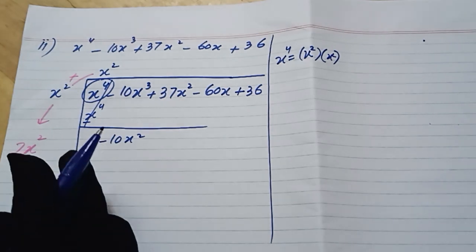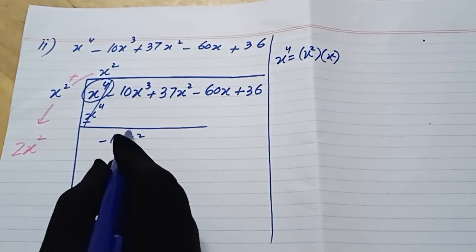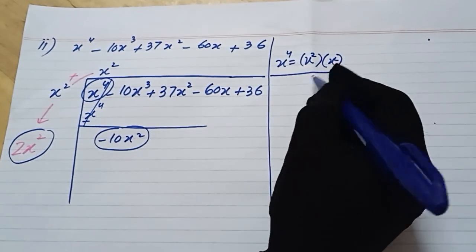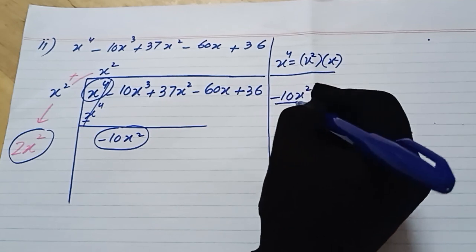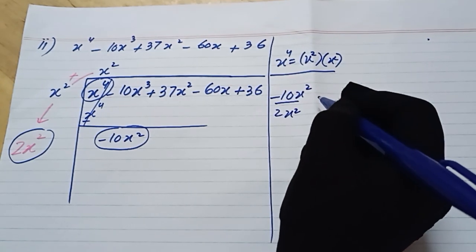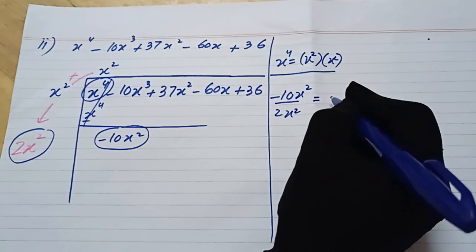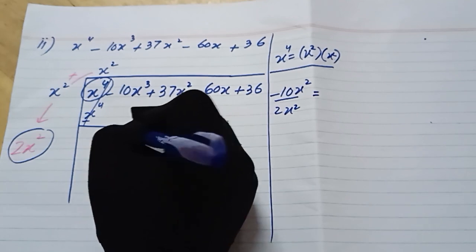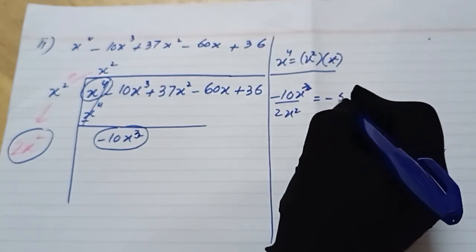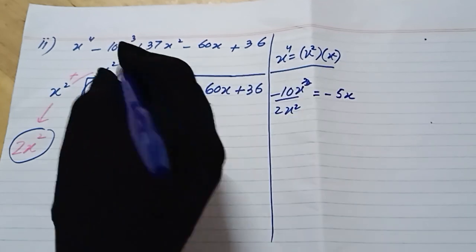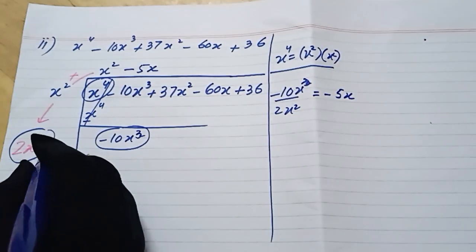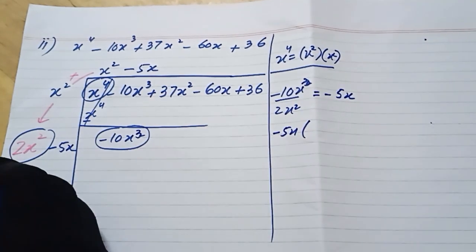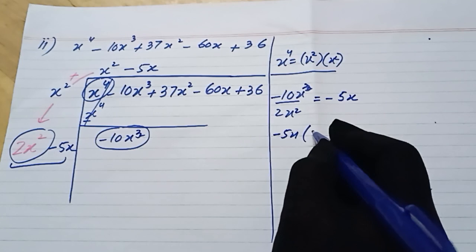Now we will think about the second term here. Second term we will obtain by dividing the first term by this first term. So let's divide minus 10x cube divided by 2x square. Sorry, I wrote square, it's in fact the cube. We obtain minus 5x. This is the next term, we will write over here. And now multiply minus 5x with the complete established divisor.